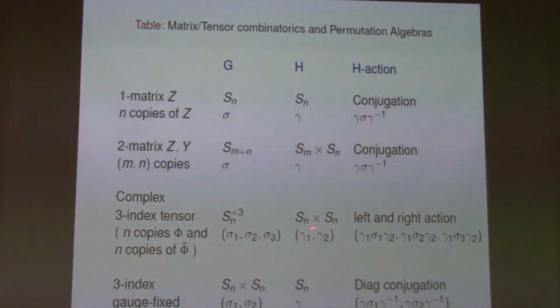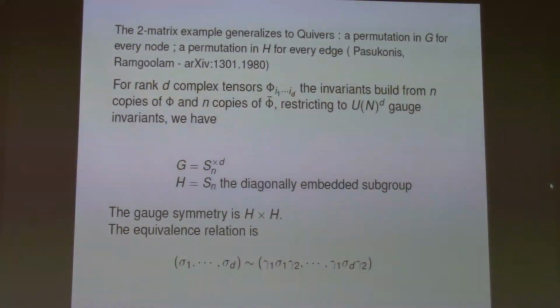Instead of having Sn cross Sn gauge symmetry, you have just Sn, and instead of left and right, you have conjugation. But we'll just think about one of them and try and convince you that that's the right structure. Just as another side remark, this two-matrix stuff generalizes to any quiver, and then you have the group G in that case, one for every node, and the H gauge symmetry in this discrete language, there's one permutation for every edge, and this was described a couple of years ago with a student.